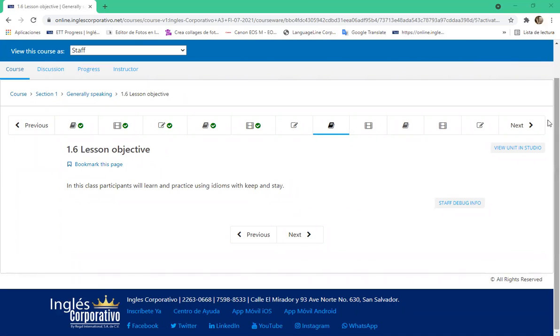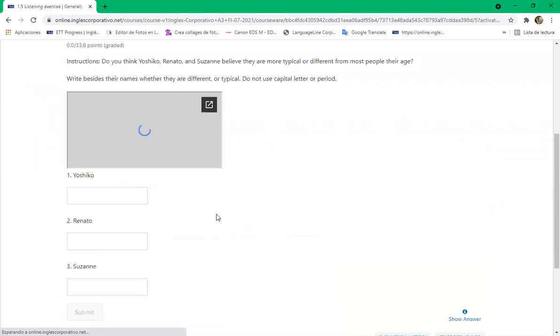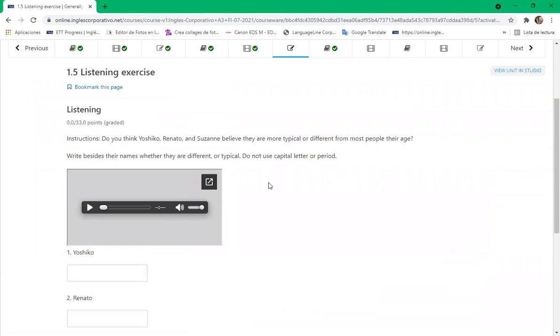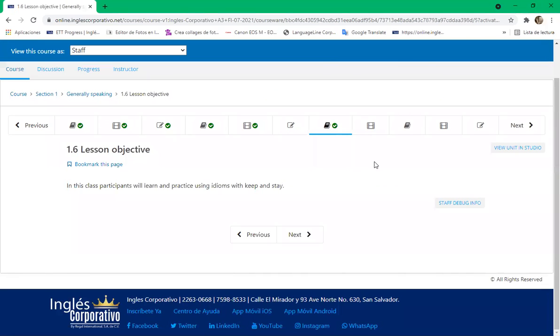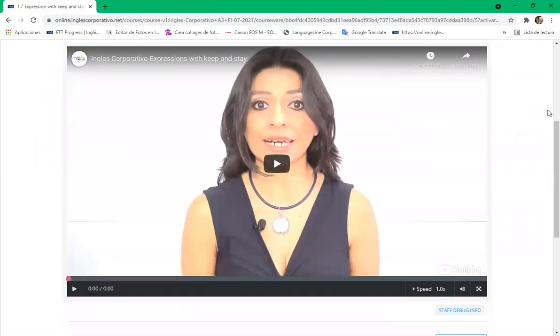All right, are we on the same page here? Can you see my page? Yes. Okay. So yesterday we did How Typical Are You, right? And then about Yoshiko, Renato, and Suzanne, correct? Now, in this lesson, 1.6, participants will learn and practice using items with keep and stay. These two words are very similar, but very different. These two verbs. Okay, so let's do them right now.